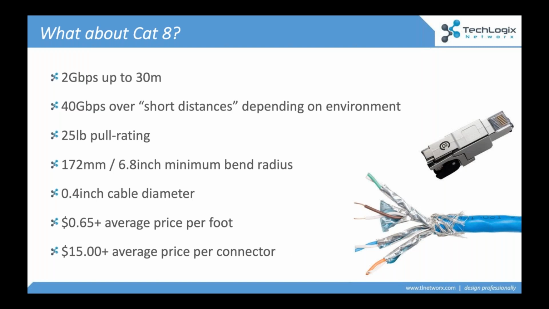But this is not the easiest cable to work with, but it does support 2 gig up to 30 meters, or about 100 feet. And it will even hit 40 gig over short distances. Now, there's not a spec on short distances, okay, because it's incredibly dependent on the environment. Really, what we talk about here for 40 gig are short patch cords under 10 feet. But Cat 8, it's a real thing, up to 40 gig, big cable, bulky cable, it does handle bandwidth.